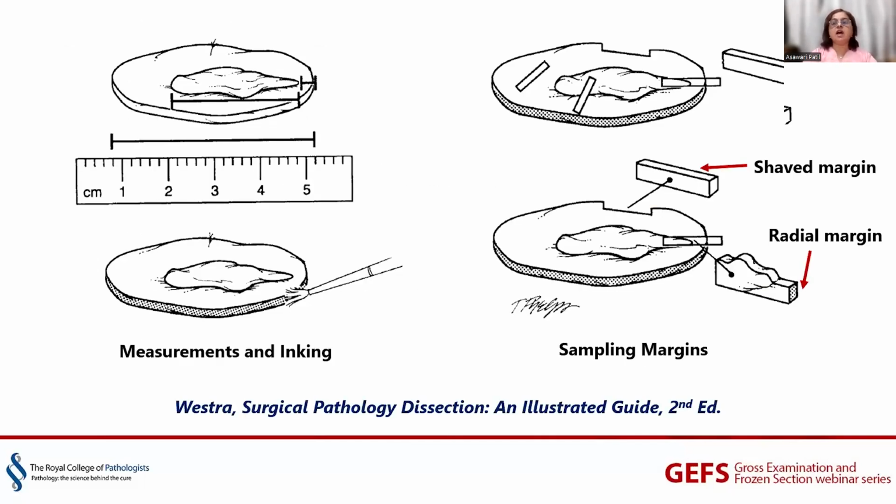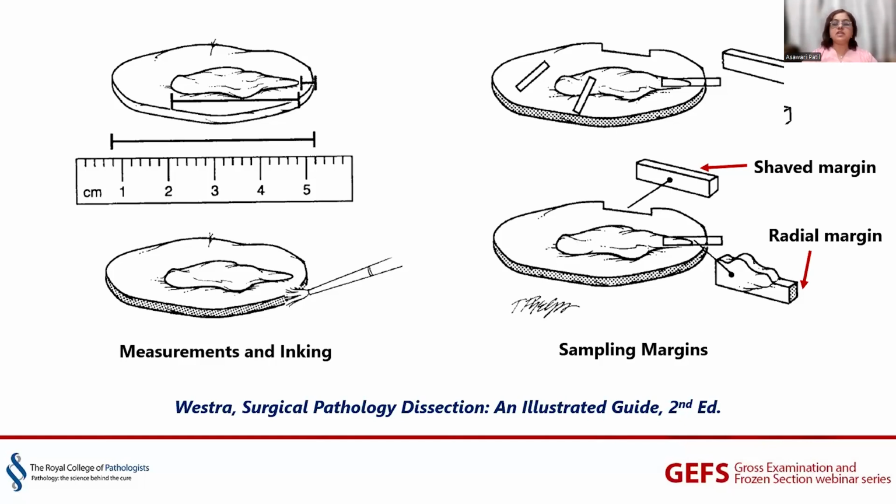So let's understand how the margins are submitted in the head and neck specimen. Here, all of us need to know what radial margins and shaved margins are. This is true for all cancer specimens, not only for head and neck. A radial margin is taken perpendicular to the cut surface.